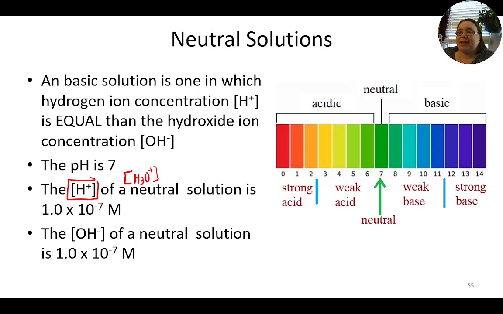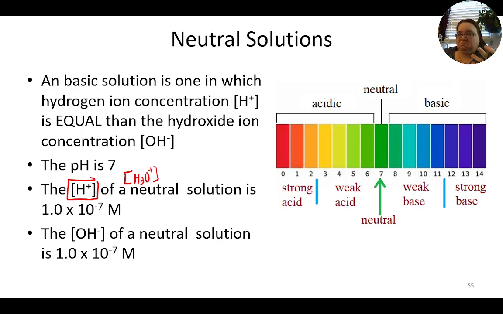So if we were to take that pH scale and look at it all together, my acids are going to be on the left, my bases are on the right. The strong are at the ends, the weaks are closer to the middle, with the neutral being dead center. So that puts everything in a nice, neat order.